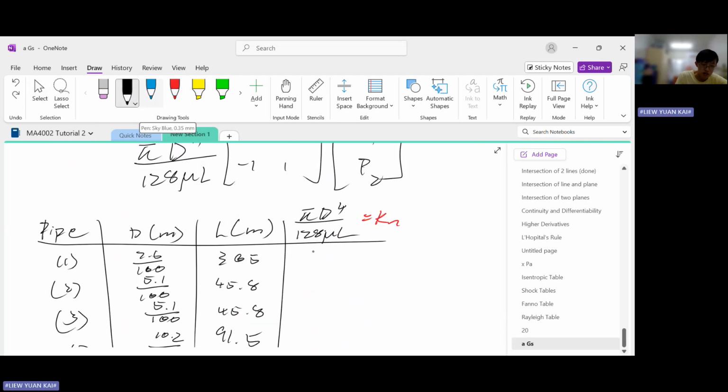If you calculate the first value, it will be 2.796 times 10 to the minus 6, 3.776. And then this one is the same thing.